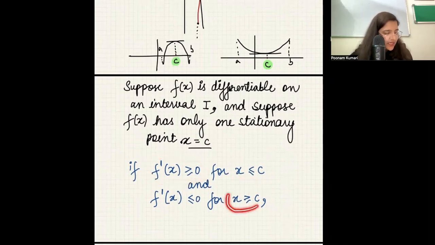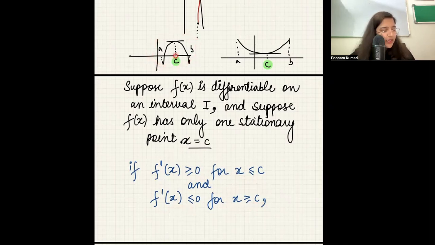And if to the right of this point, your derivative is less than or equal to 0, then we will be saying something. But before doing that, let's understand this. So let's see this case. This is my point C.